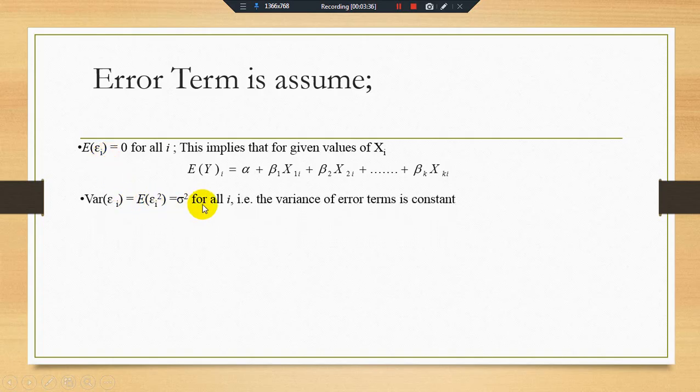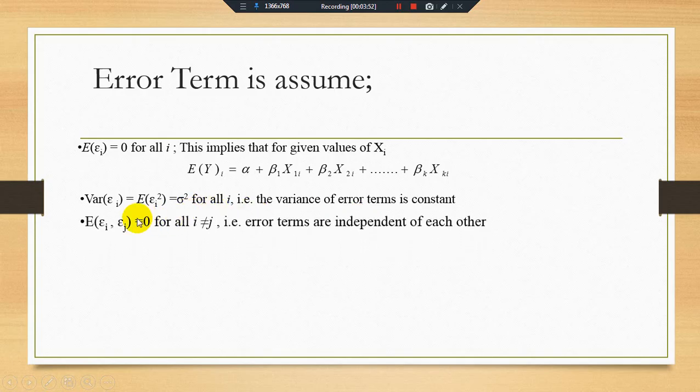The variance of the error term is supposed to be constant. You can write the variance of epsilon i, or the expected value of epsilon squared, as sigma squared. So the variance should be constant for your error term. There is no relationship between two error terms, epsilon i and epsilon j. This means that the errors are independent of each other. If the errors are correlated with one another, we call it autocorrelation.